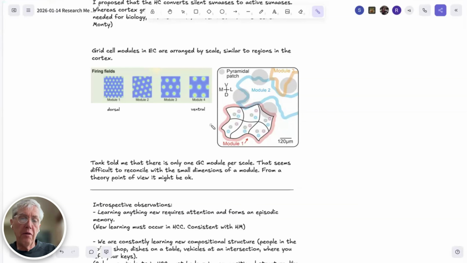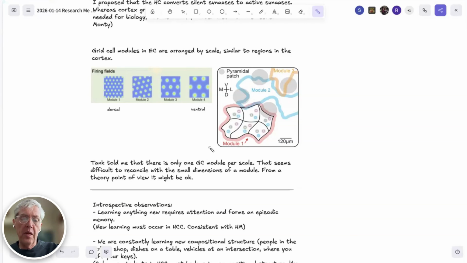Now, this is something I find kind of funny. Tank, the scientist, told me there's only one grid cell module per scale. And these are pretty small. They're like cortical column size, or small cortical column size. You can see the 120 microns here, so this might be like 400 or 500 microns by 250 or 300. So these are kind of like small cortical columns, but it's really questionable that there's only one per scale, because that just seems really small. Even though the entorhinal cortex is not very big, it seems pretty small to me. But that's what he said, and so I've been working with that. I'm just thinking about preparing for this presentation: God, is that really true?